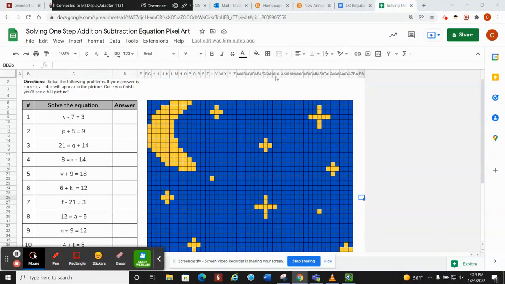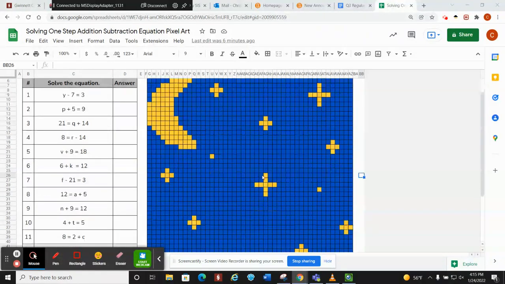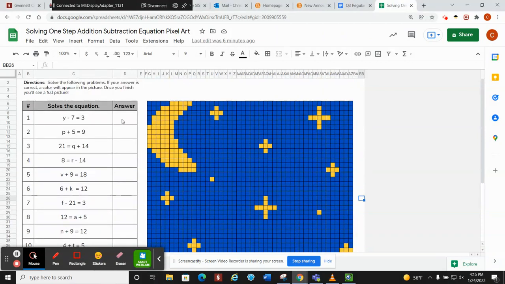But as you can see, this one's a little different because it does start with a picture. So it kind of looks like it's complete. However, it is not. So with each one that you answer, for example, what does y have to be? What number minus 7 is equal to 3? So if I'm trying to get y by itself, I know I have to get rid of this minus 7 by adding 7 to both sides. When I do that, I'm ultimately going to end up with y is 10.